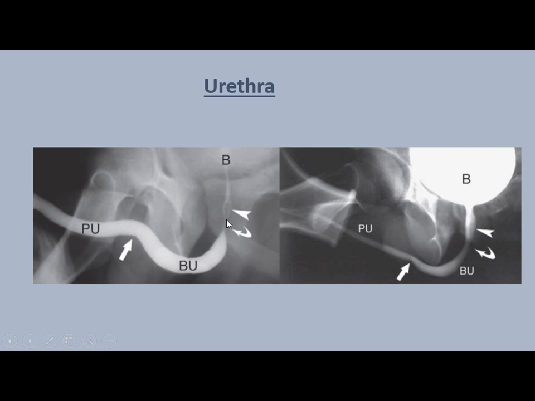So this region, which is about 1 cm, is the least distensible part of the urethra and prone to injury at time of accident. From the distal end of the verumontanum to the neck of the bladder is the prostatic urethra, which is about 4 cm in length.